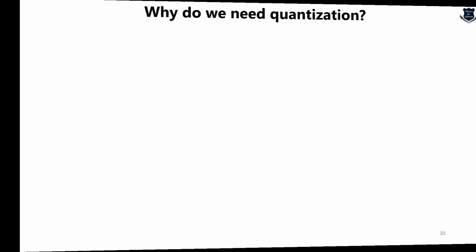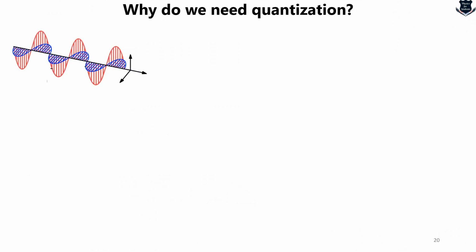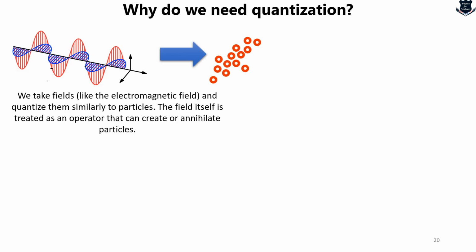So from here, what we can see is that we go to the same electromagnetic field, and what we are trying to do in quantum field theory is take this electromagnetic field and quantize it similarly to particles. The field itself is treated as an operator that can create or annihilate particles. Remember, this field is taken as an operator which shows the creation and annihilation of particles. So we take fields and treat them similarly to a particle. If we consider a scalar field, for example, phi of x, you can take it also phi of x comma t. I have ignored the time.